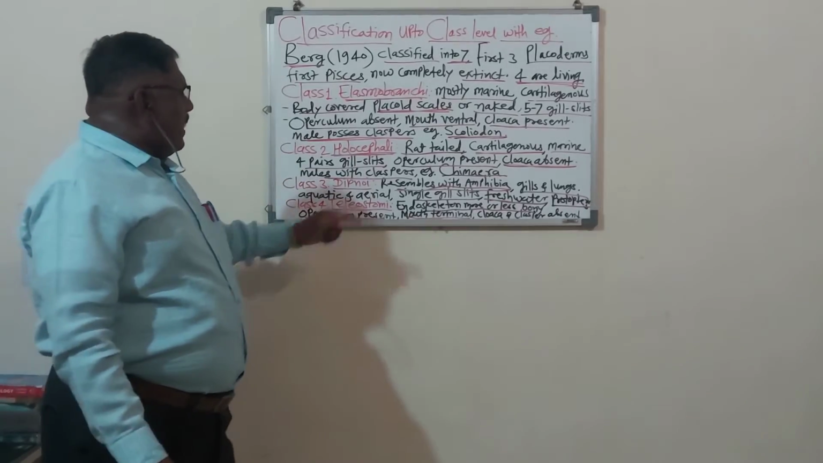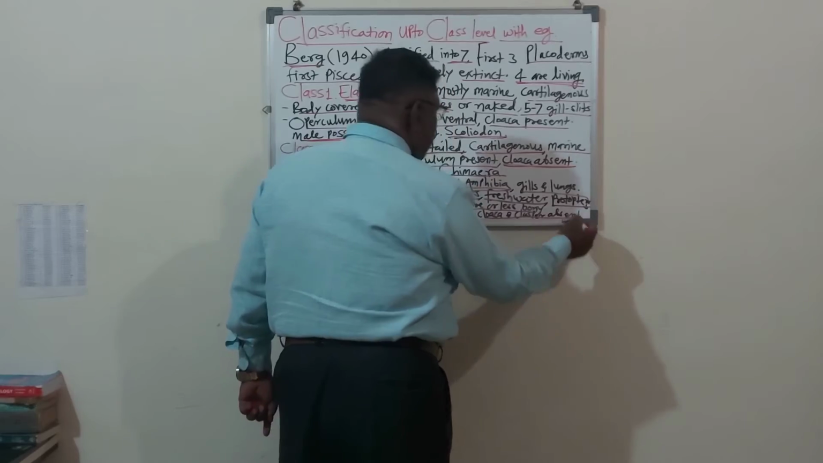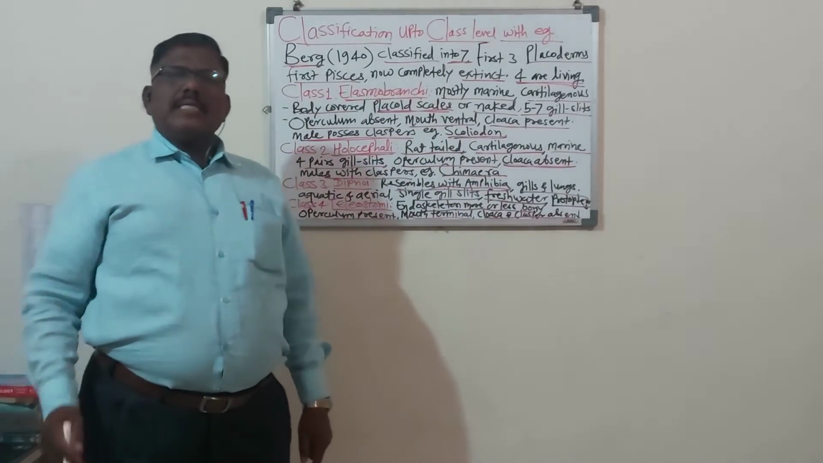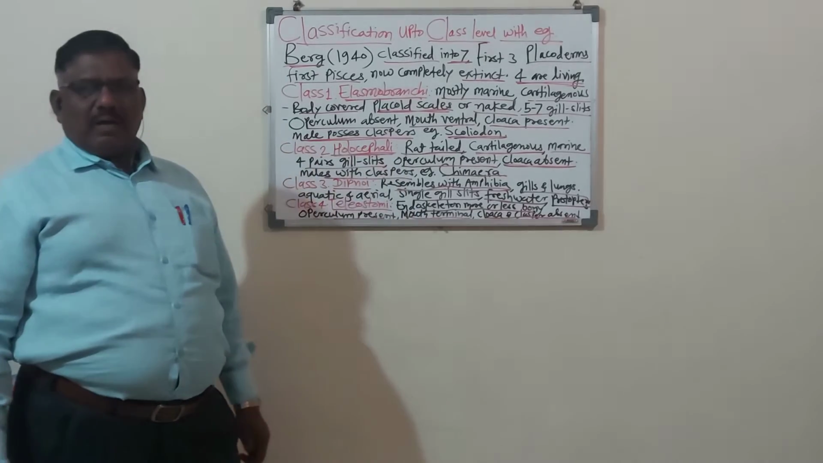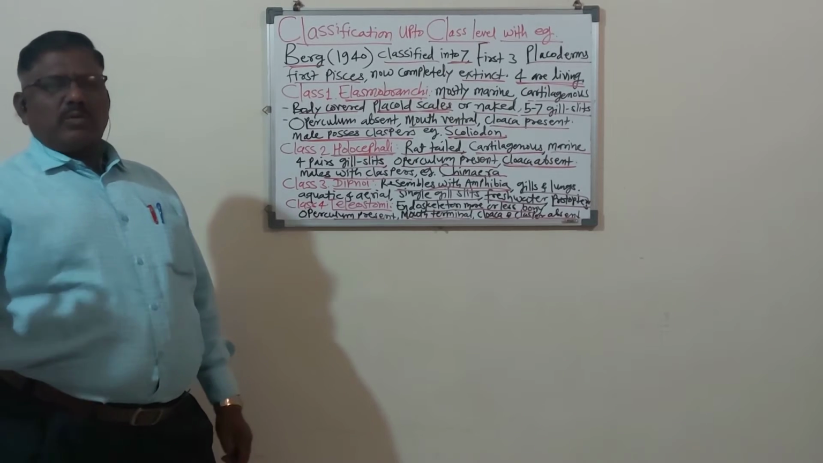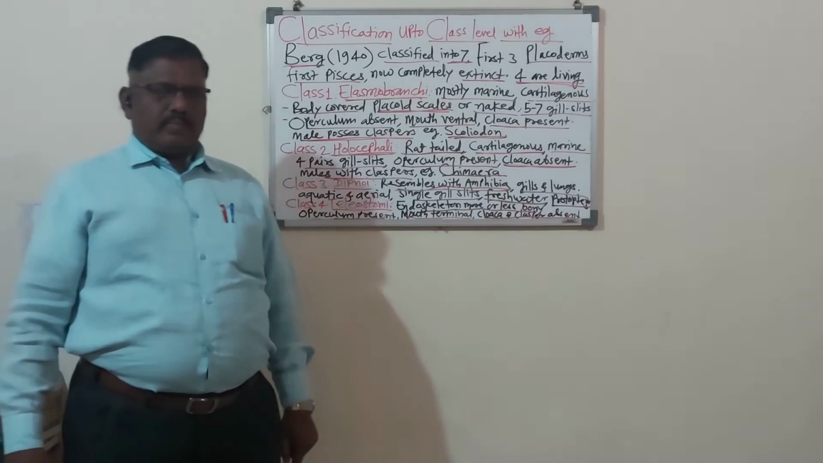So that is terminal. Cloaca and claspers are absent. And the example of Teleostomi is any freshwater fish: katla, rohu, channa, mrigal, different types of freshwater fishes. That is the example of Teleostomi.